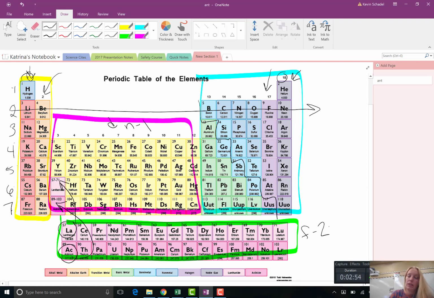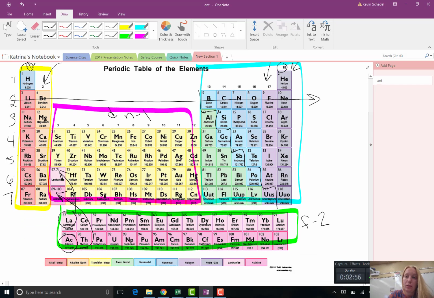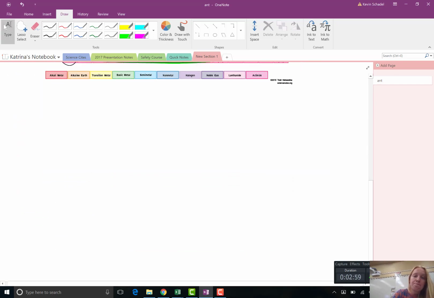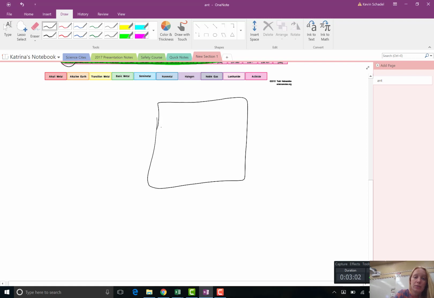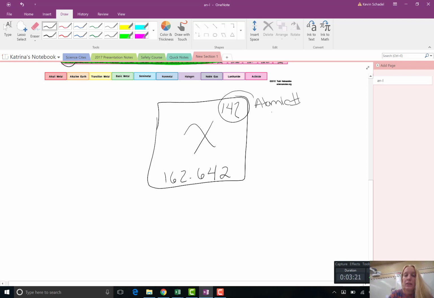So let's kind of hone in on what's actually happening inside the box. If you've got a box on the periodic table, you typically have a symbol, some sort of whole number, and then some sort of number with fractions or a decimal point. So this here is our atomic number. It tells us the number of protons an atom has. And as long as we're talking about neutral atoms, that also means it tells us the number of electrons that atom has.